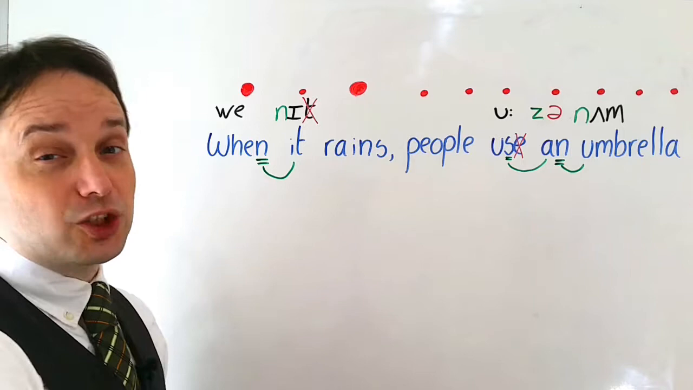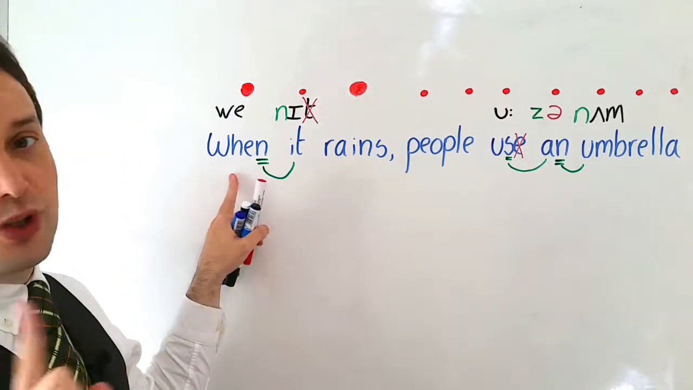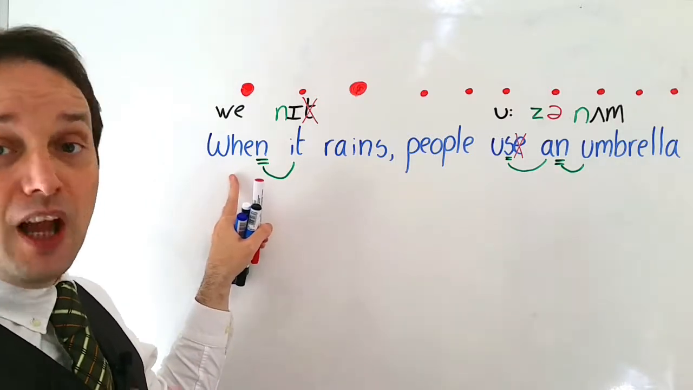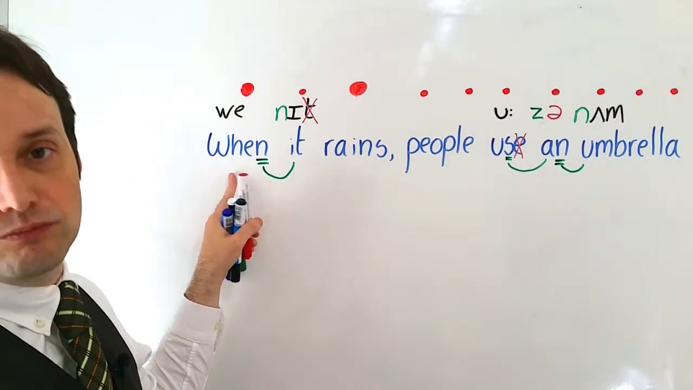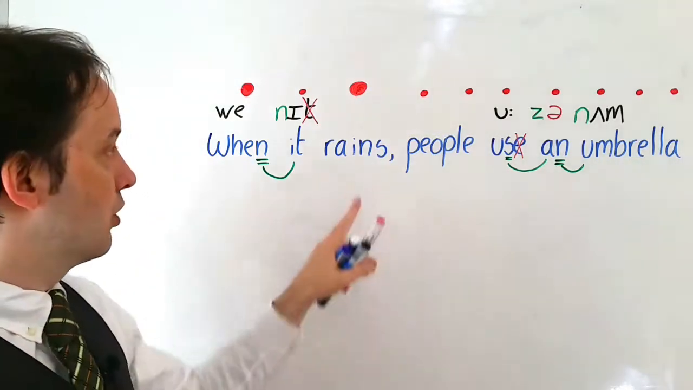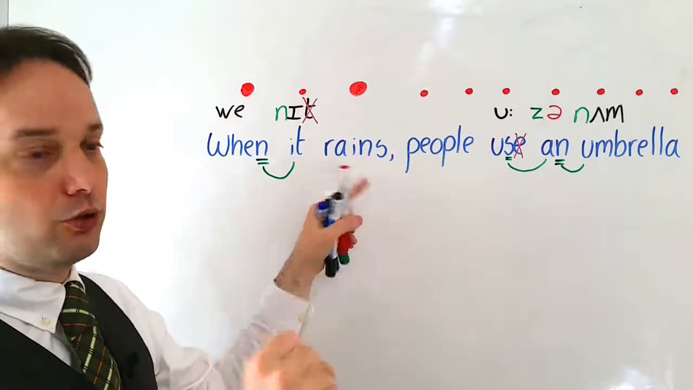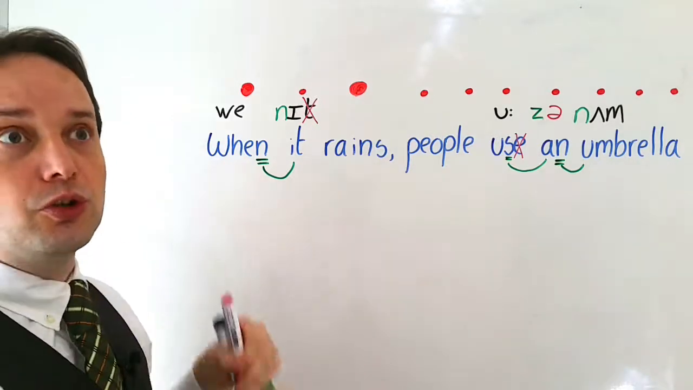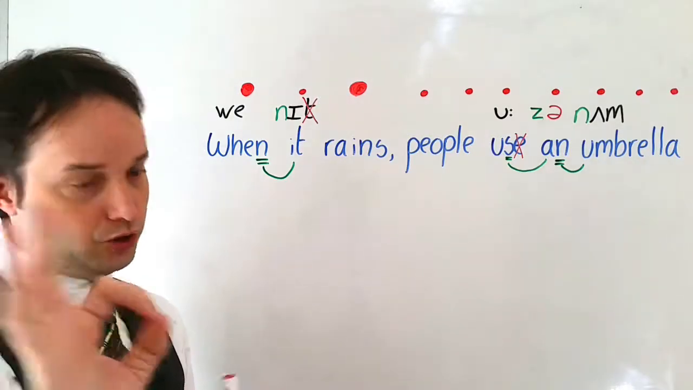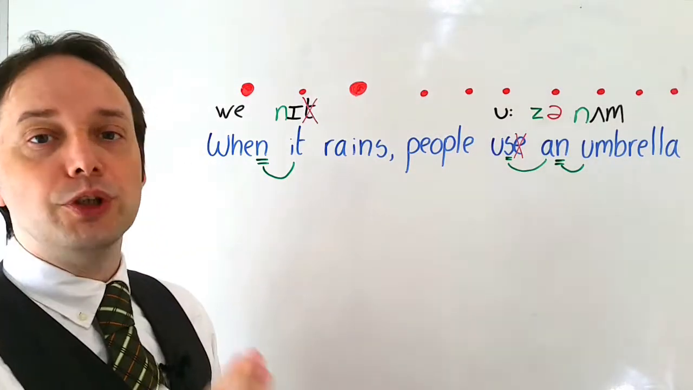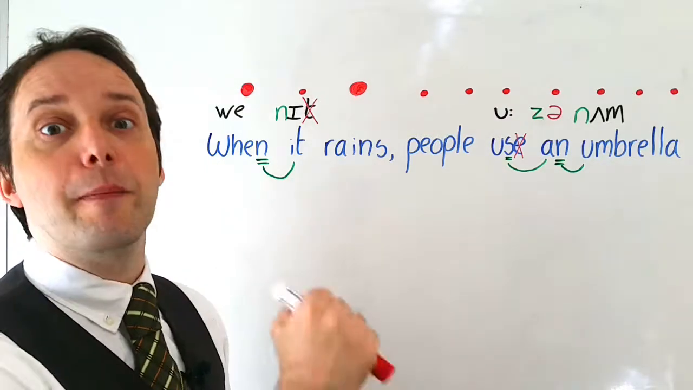When it rains. Actually, this is an interesting example. You don't need to stress when. I did, but it's okay. You can say when it rains, and it's okay. The important word is rains. This definitely has the stress. But when, you can choose. Okay, people use an umbrella. People use an umbrella.